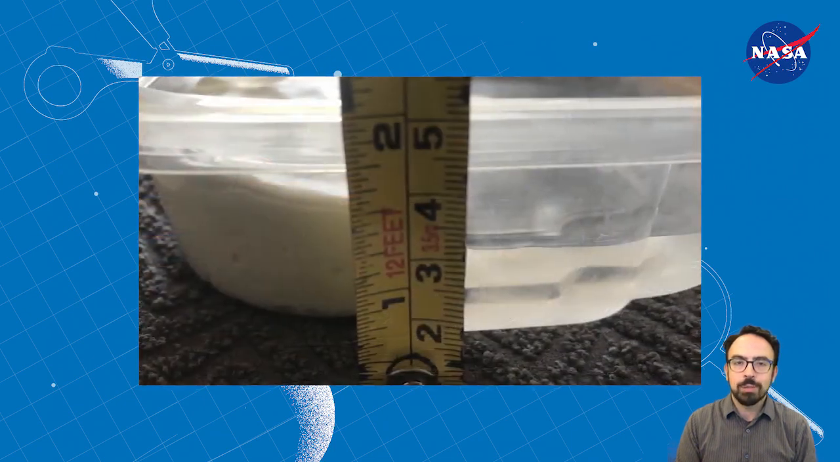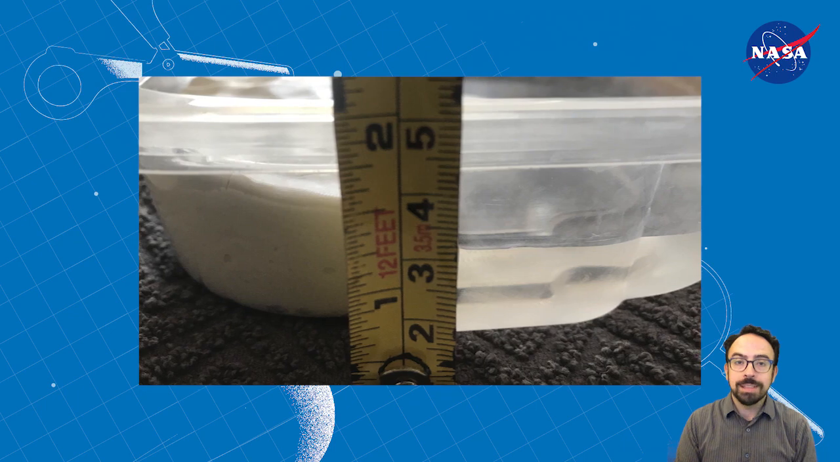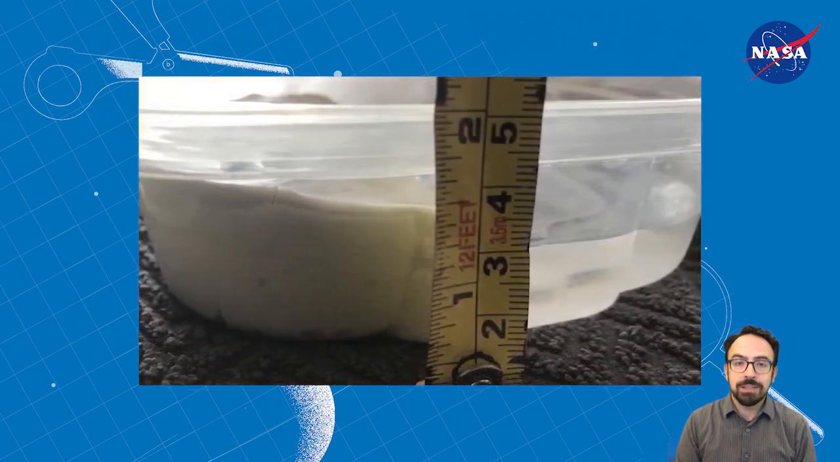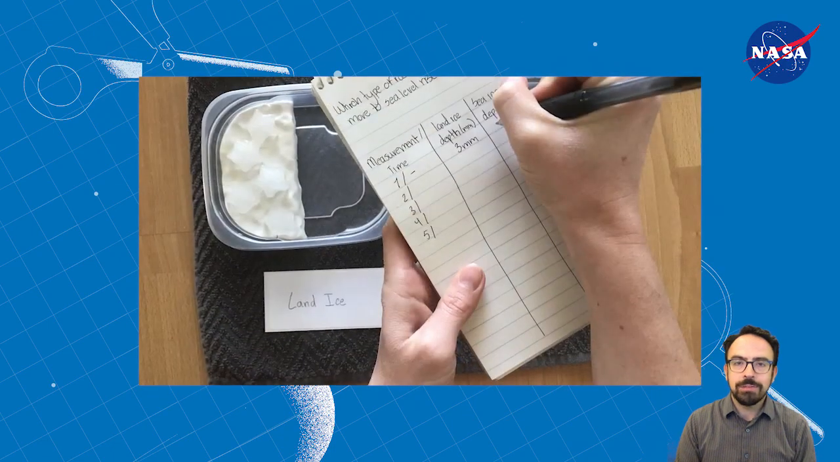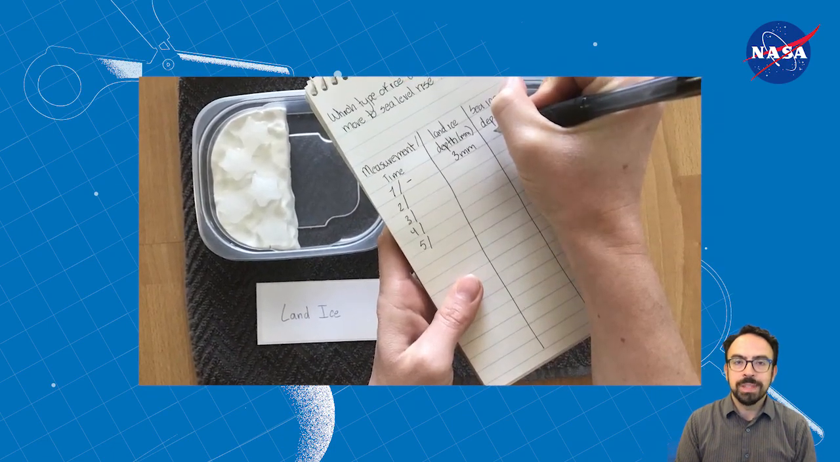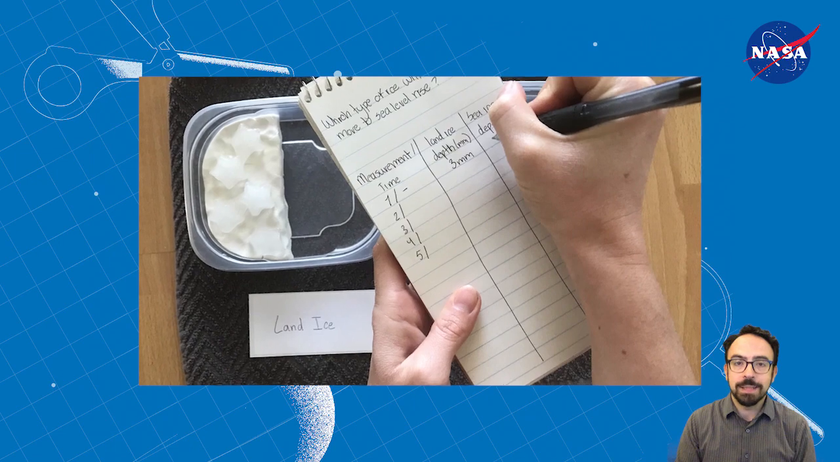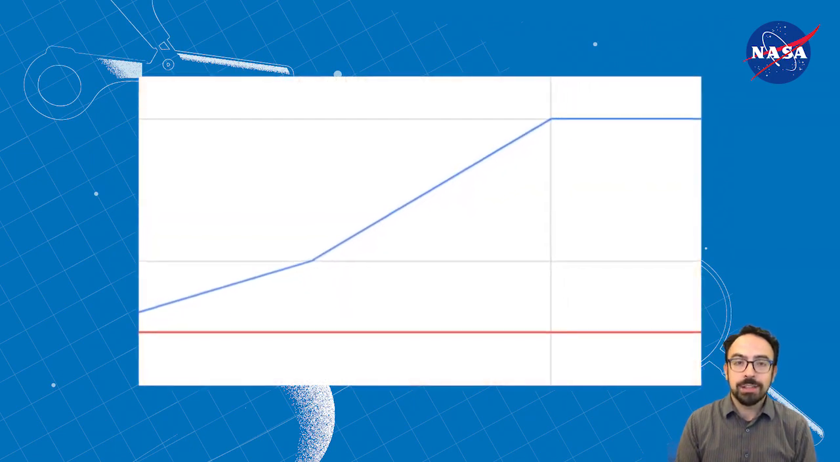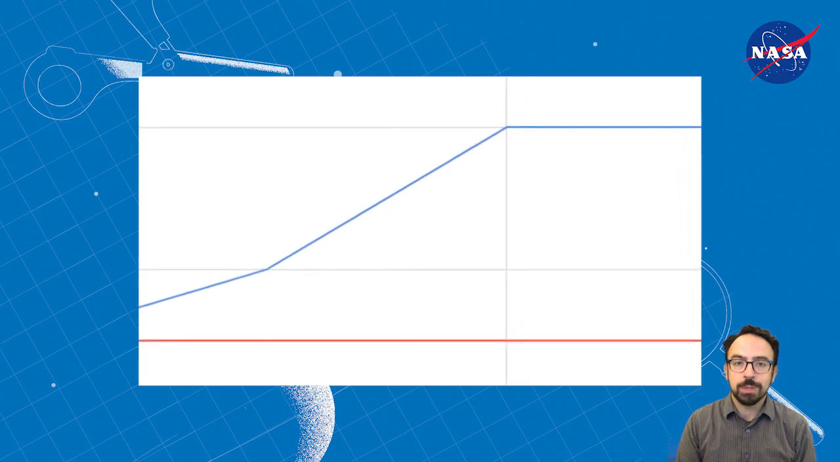Now it's time to be patient while the ice melts. While it's melting, make regular measurements of the water level in each container, maybe every minute if the ice is melting quickly, or every 5 minutes if it's melting slowly. Keep recording measurements until the ice is melted in each container. For an added challenge, graph your data, either on paper or using spreadsheet software.